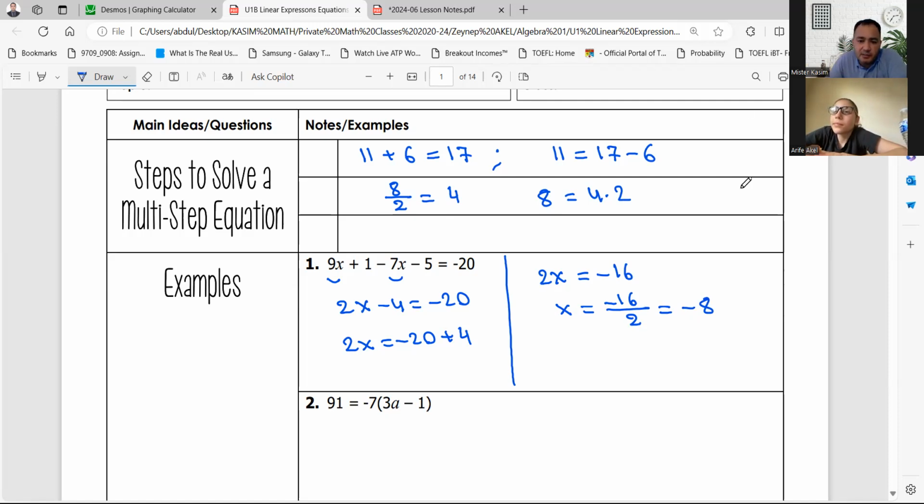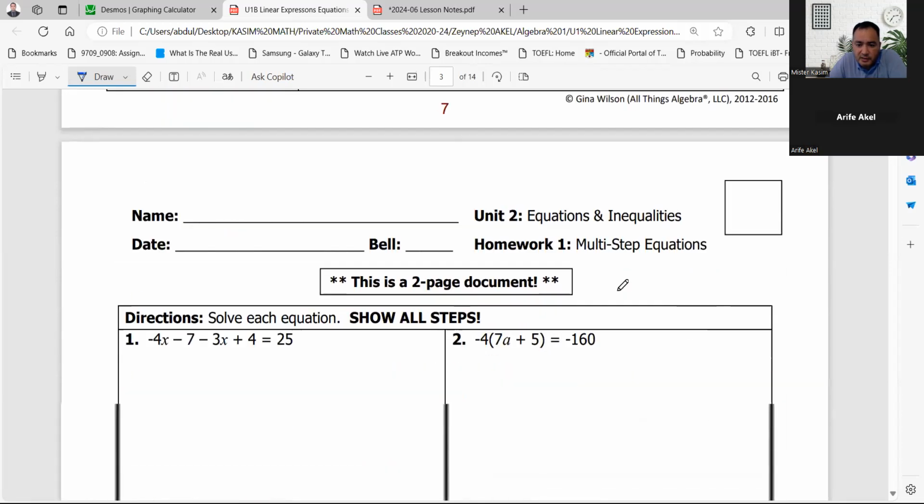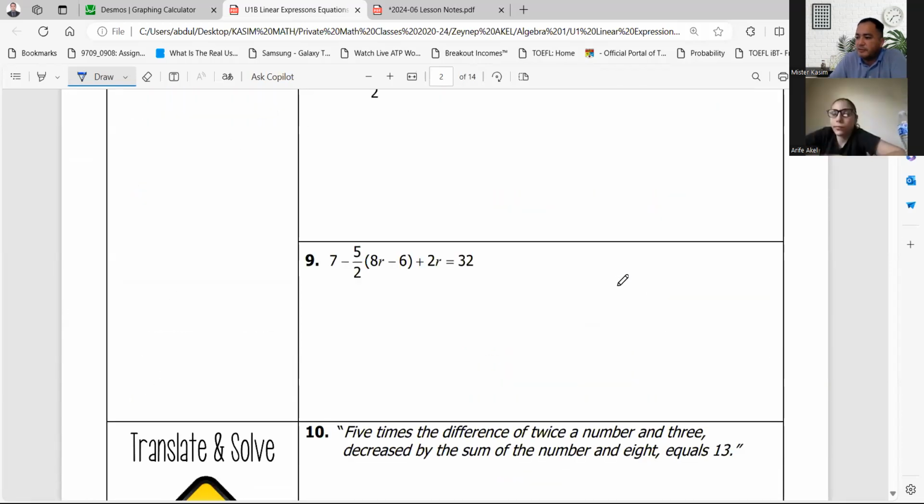Like this, Zeynep, also practice this one-page equation. If you can solve two pages, if not, at least one page. Okay, so I will send it to your mother, or I'll just send it here.